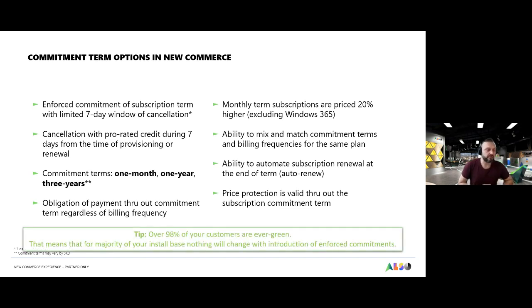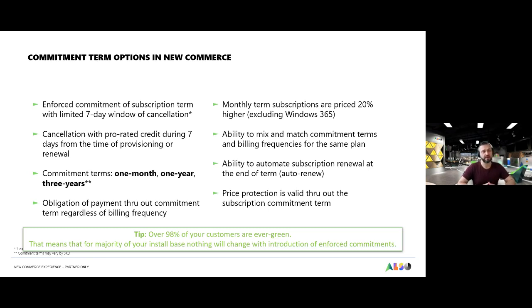We looked into your install base. So what are your customers, how do they use your services, and is the hard commitment term actually an issue? What we found out is that almost 99% of your customers are evergreen. That means that they are not canceling subscriptions and they are not going away from you.